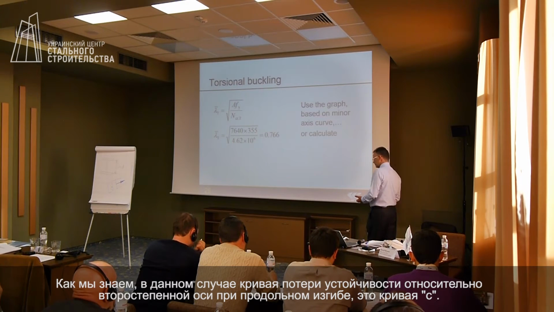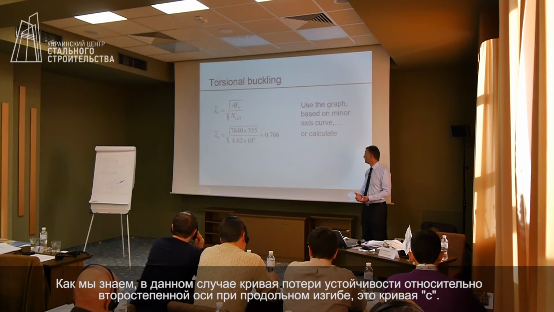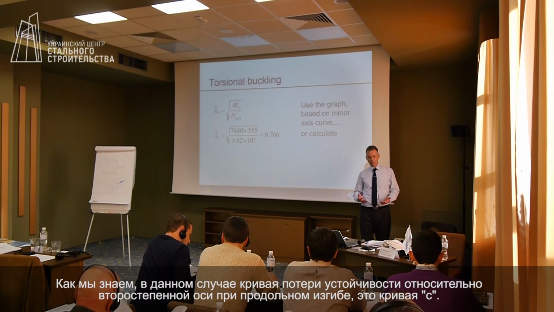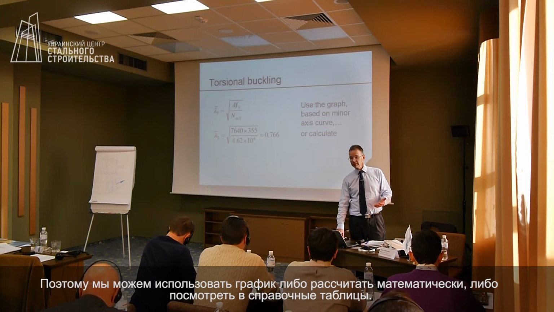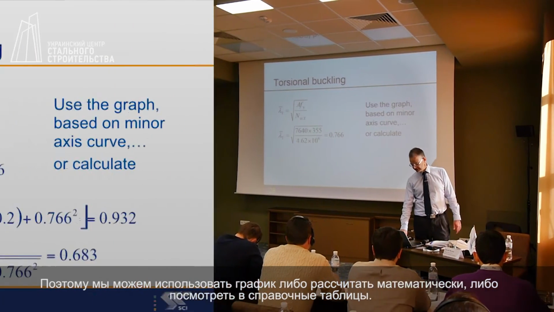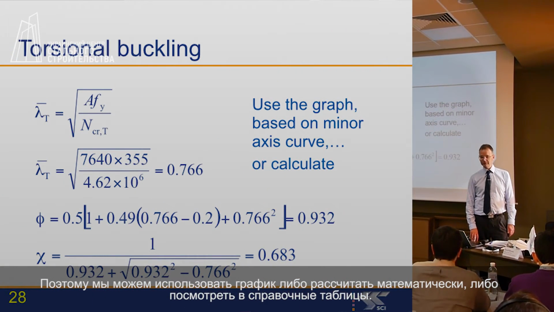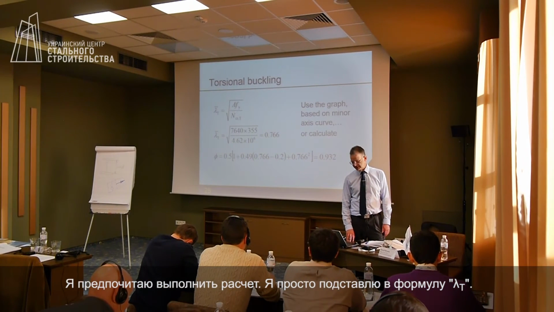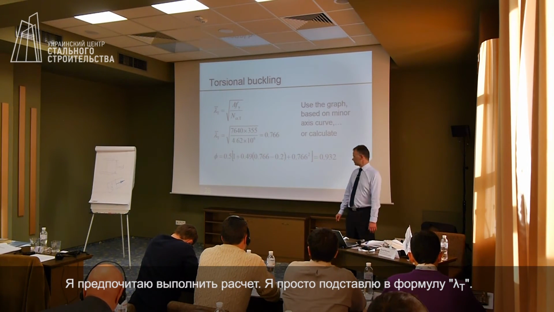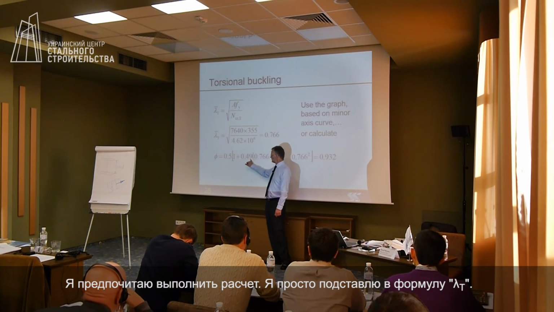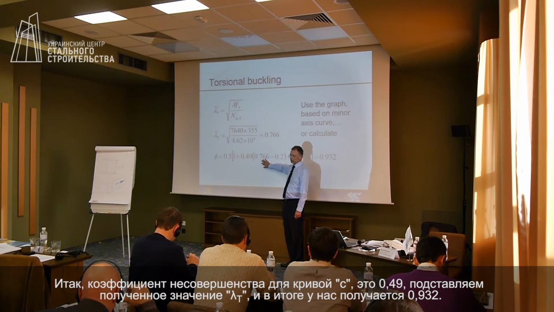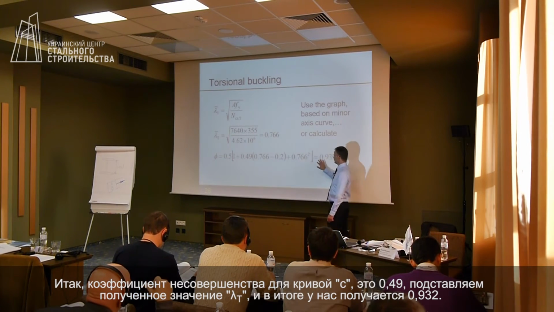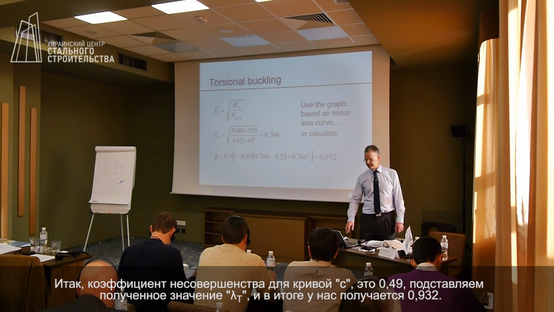We already know that the curve for minor axis flexural buckling is curve C. We identified that earlier on. So we could use the figure, we could do it mathematically, or we could use the lookup tables. I've chosen to do it mathematically. So I'm simply substituting alpha again. So curve C, you'll recall, the imperfection factor was 0.49. Here is me substituting lambda bar. The answer for phi is 0.93.